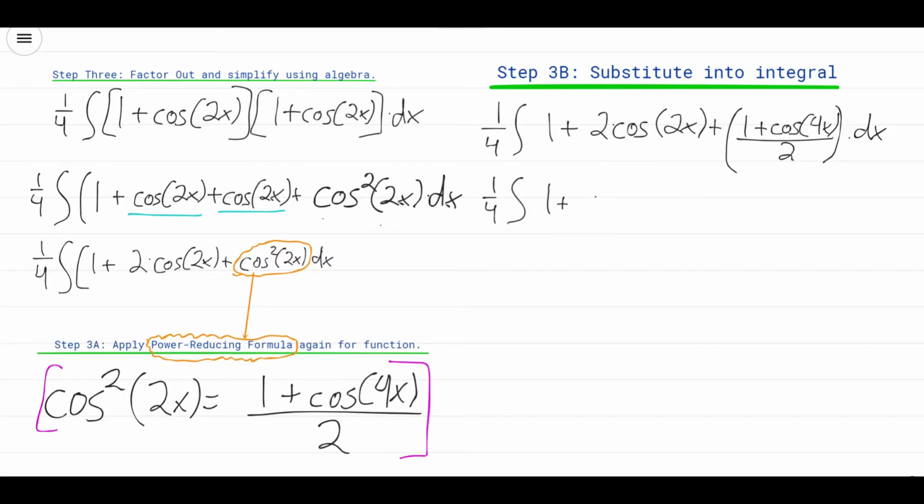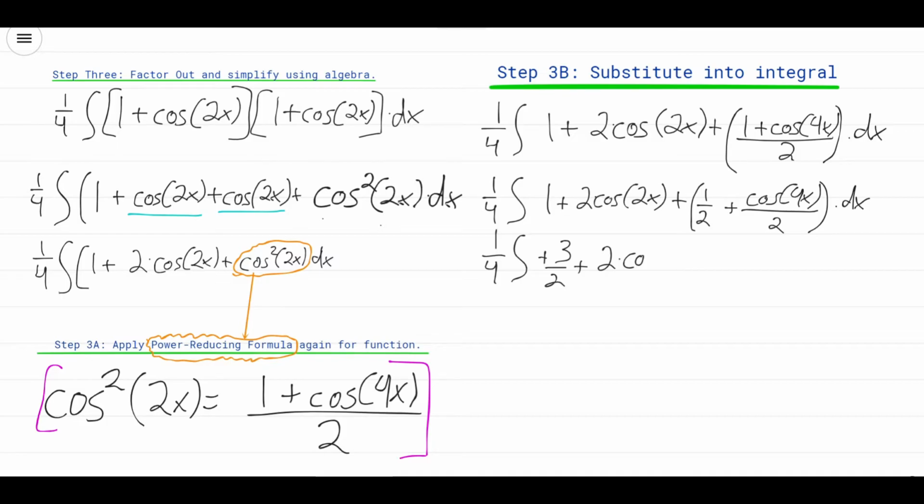And now we're just going to join the like terms. So we have 1 plus 2 cosine 2x plus 1 over 2 plus cosine of 4x over 2 times dx. And now we're going to simplify the like terms. So we know 1 plus 1/2 is 3/2. And we have plus 2 cosine 2x plus cosine of 4x over 2 times dx.